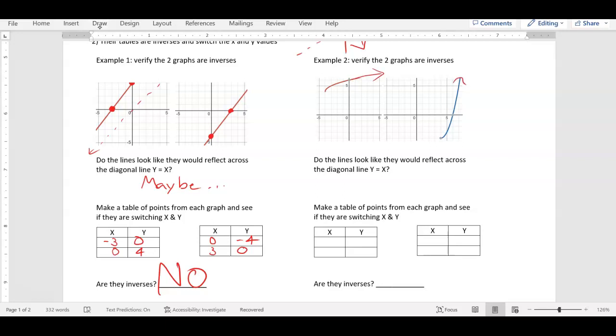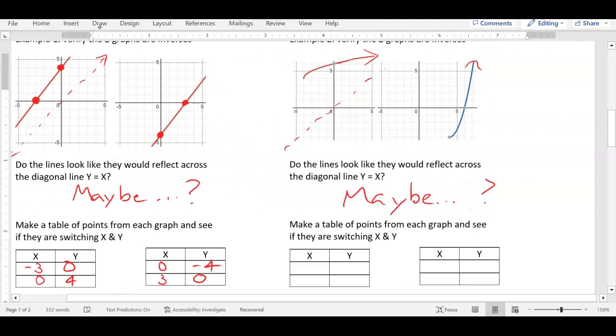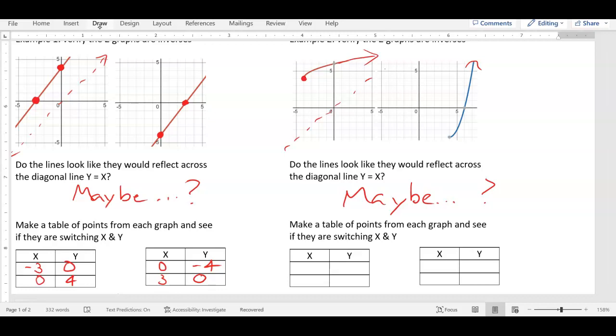Okay, those look like they could be reflecting across a diagonal line. Maybe. Well, let's get some points. Everybody, check this out. What is the vertex of this one on the left? Right here. So the x value is negative 4. The y value is positive 4.